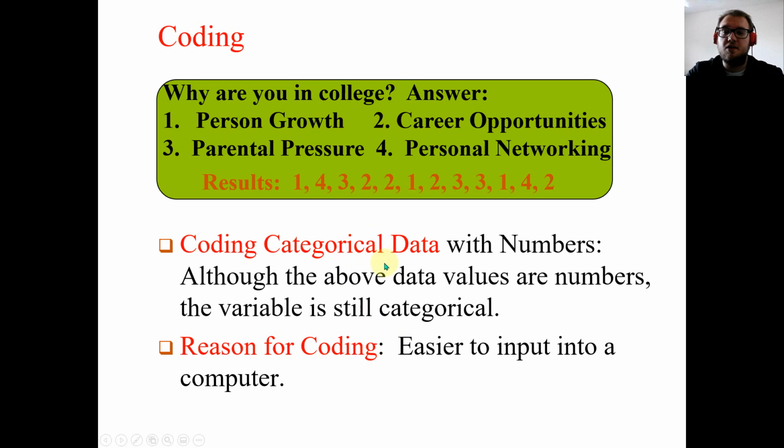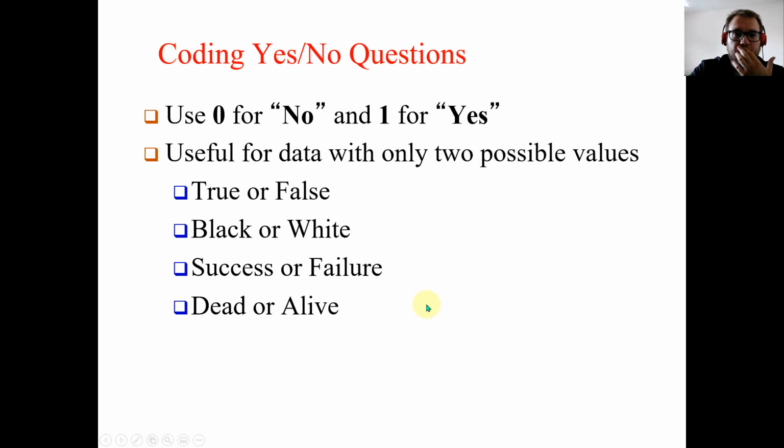And then coding with the categorical data: although the above data values are numbers, these are clearly going to be categorical variables, because personal growth is not an example of a quantitative measure. And same with personal networking. So you can see that's still going to be categorical, even though it is coded as a number.